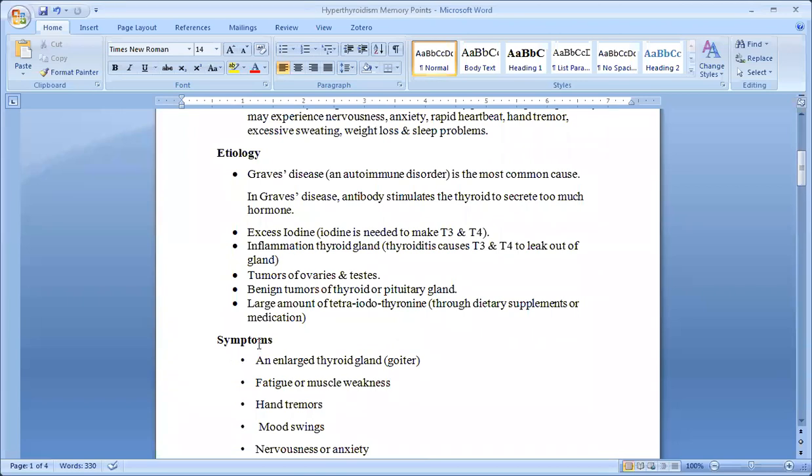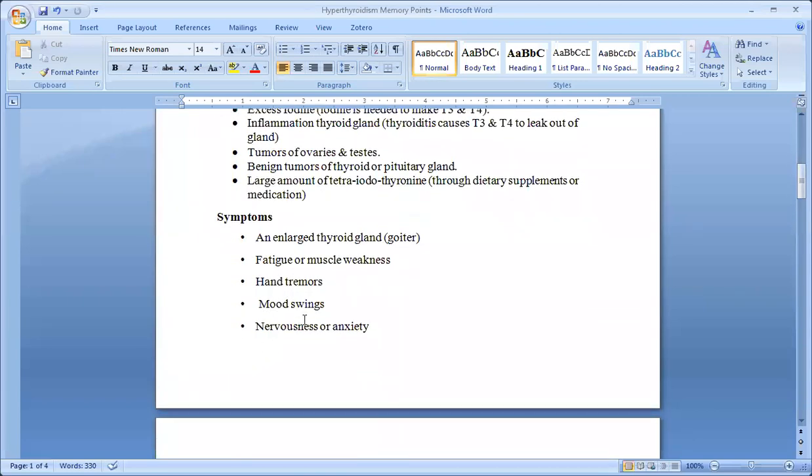Symptoms. What are the symptoms? Goiter, an enlarged thyroid gland.